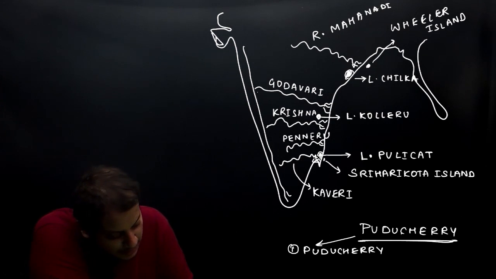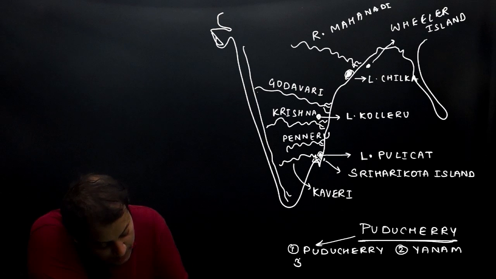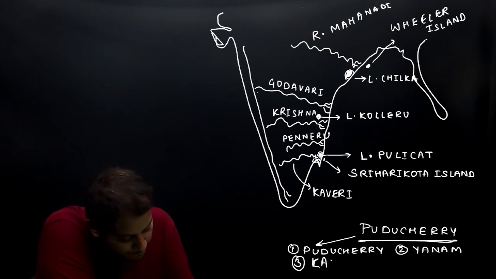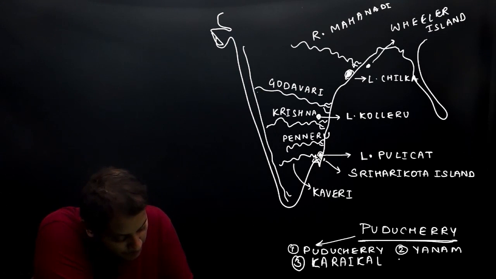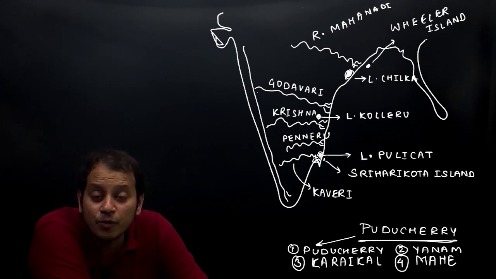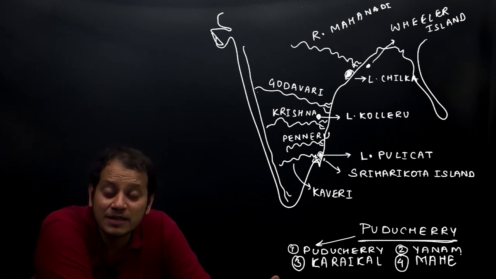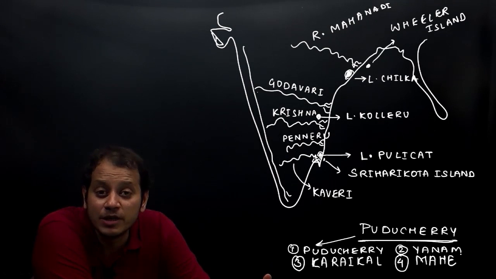The other part is Yanam. The third part is Karaikal. And the fourth part is Mahe. These 4 parts of the Puducherry form one Puducherry. But these 4 parts are located in 4 different locations in India.